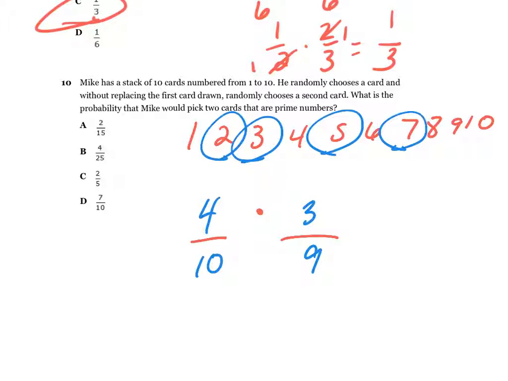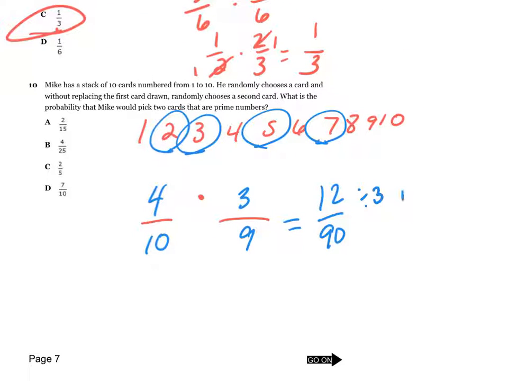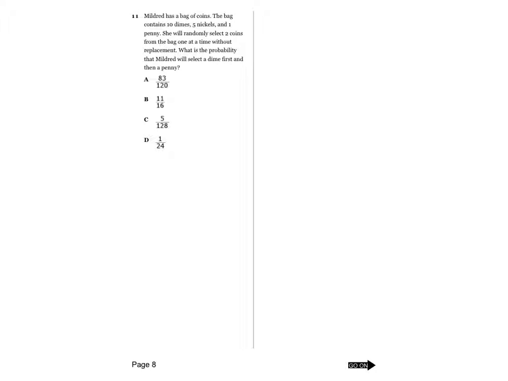Okay, multiply it. You're going to get 12/90ths, which reduces. I know it reduces by 3, so I'm going to get 4 here and 3 here, 30ths, and 2/15. That gives one. Okay, number 11.